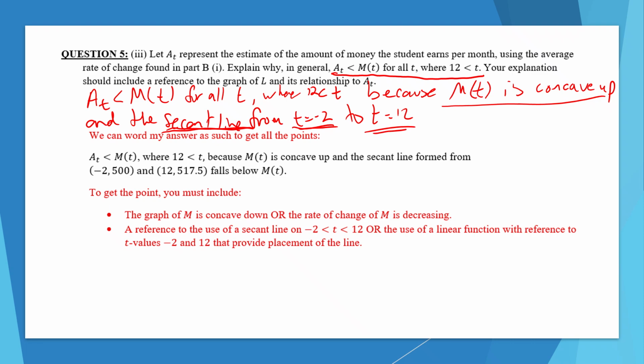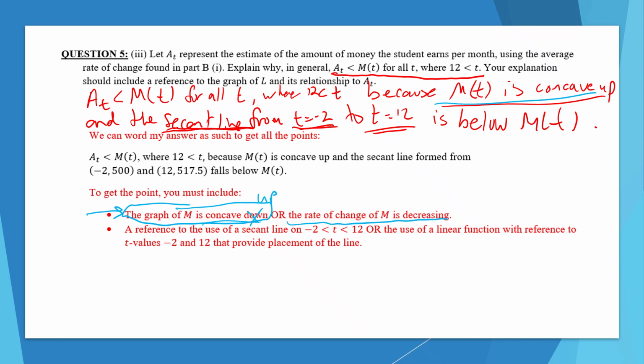And here, just talk about what it is doing, right? The secant line from -2 to 12, because those are the 2 points that form it, is below M of t, and that's good enough for me. So here, the 3 things that I'm looking for, and this came from the rubric from last year's AP exam, are: the graph of M is concave down, or you could say the equivalent, the rate of change is decreasing. I think this is a little bit easier to mention. M is, in this case, concave up, not concave down. This was from last year's exam, and I just changed it but forgot to change that, so it should be concave up.